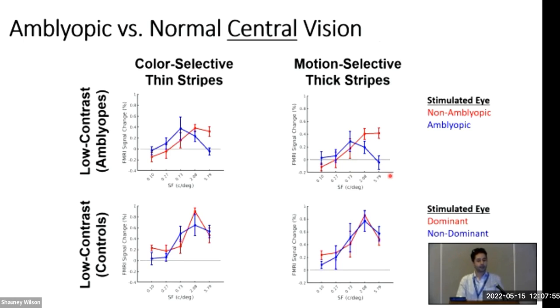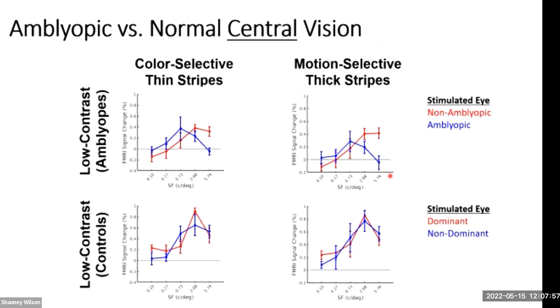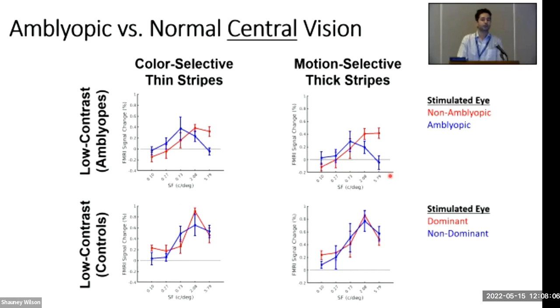When we compare it to what we see in controls, again, you can see no difference in controls. So it means that the difference that we see in amblyopes is not the difference between dominant eye versus non-dominant eye. It is much larger than what we see there. Technically, we don't see that much difference between dominant and non-dominant eye in controls.